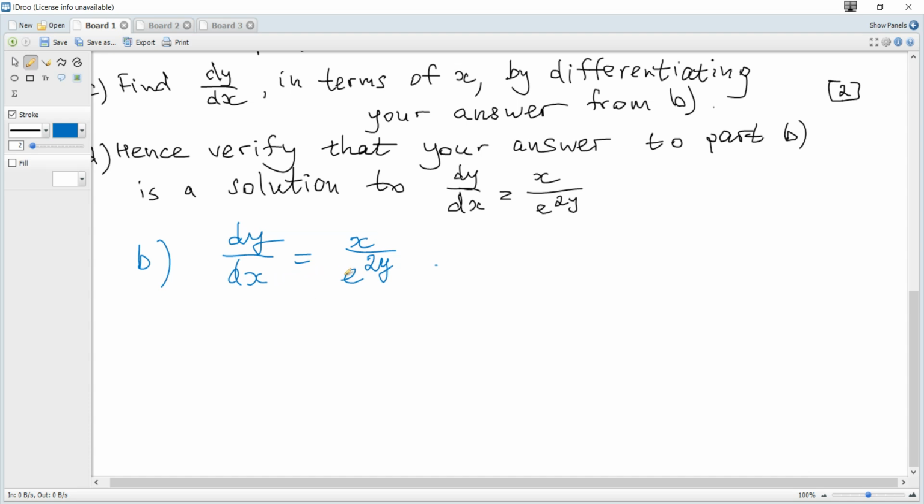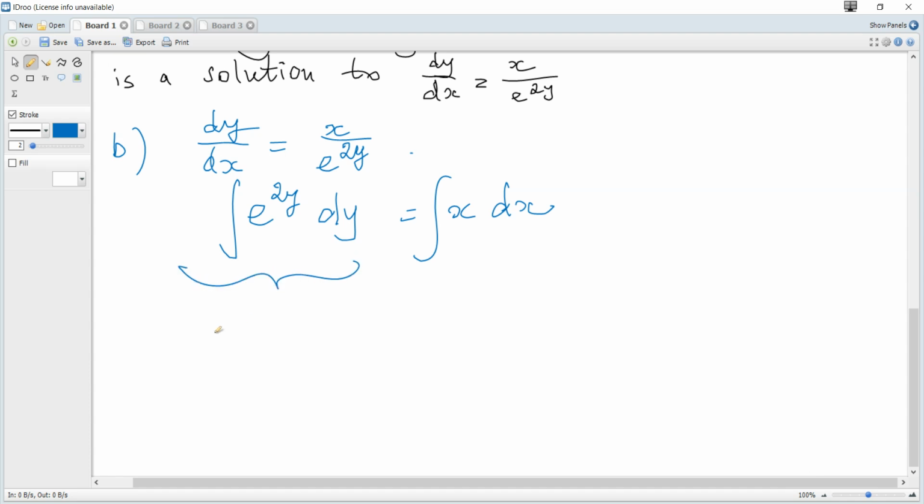And how to do that? We can multiply both sides by e to the power of 2y and then by dx. When a fraction is equal to another fraction, it's called a proportion, and we can move factors along a diagonal. e to the power of 2y moves to the left up, dx moves to the right up. So we get e to the power of 2y dy is equal to x dx. And then integrate.